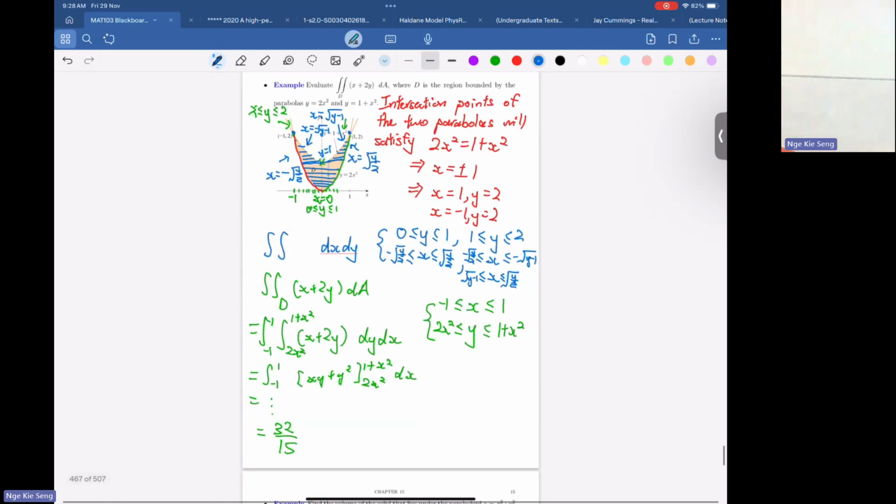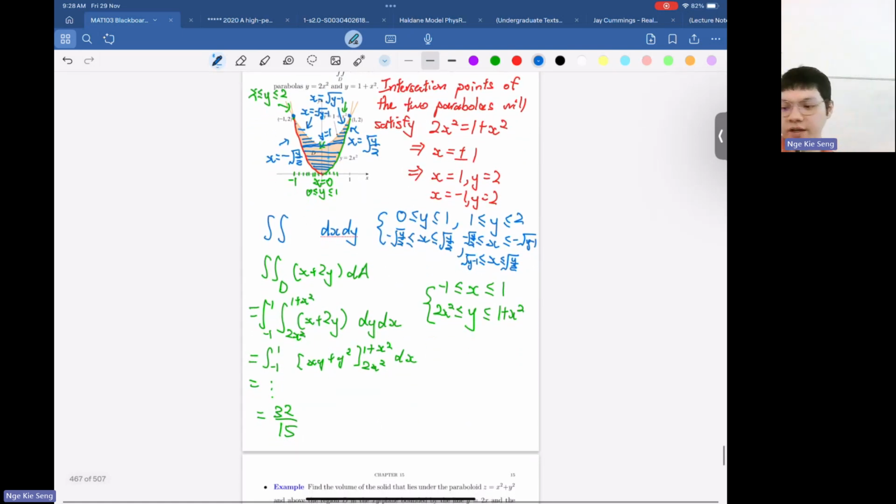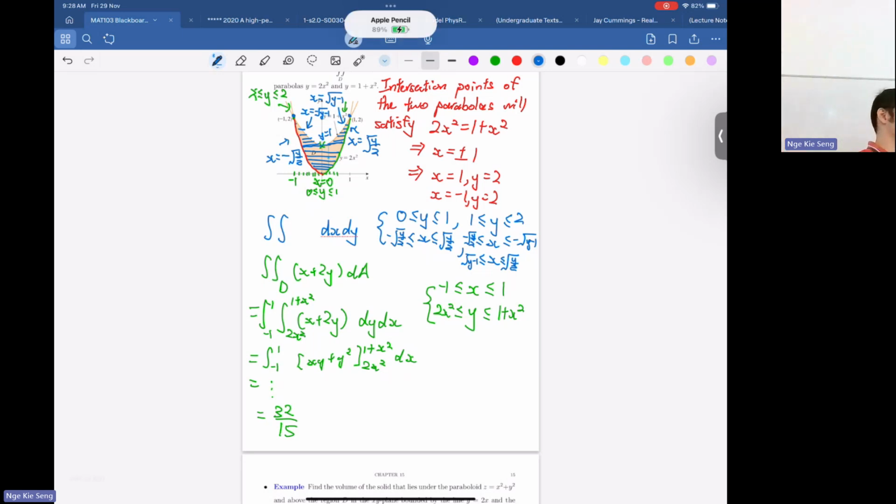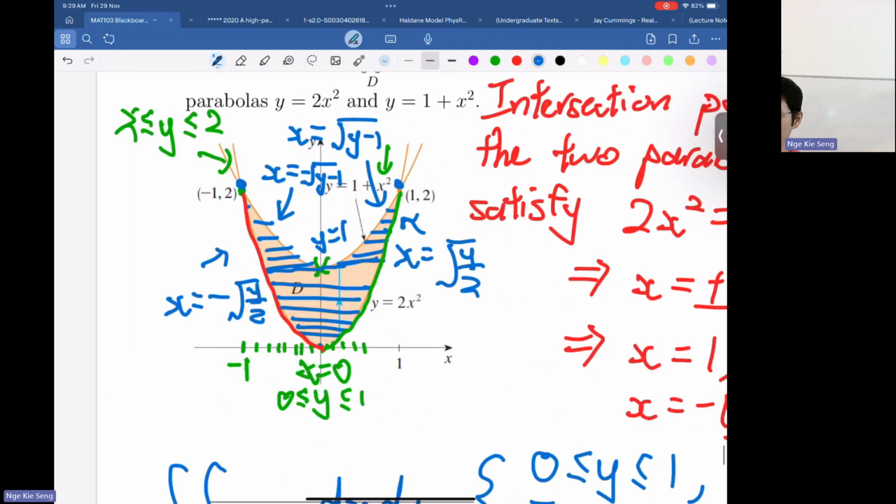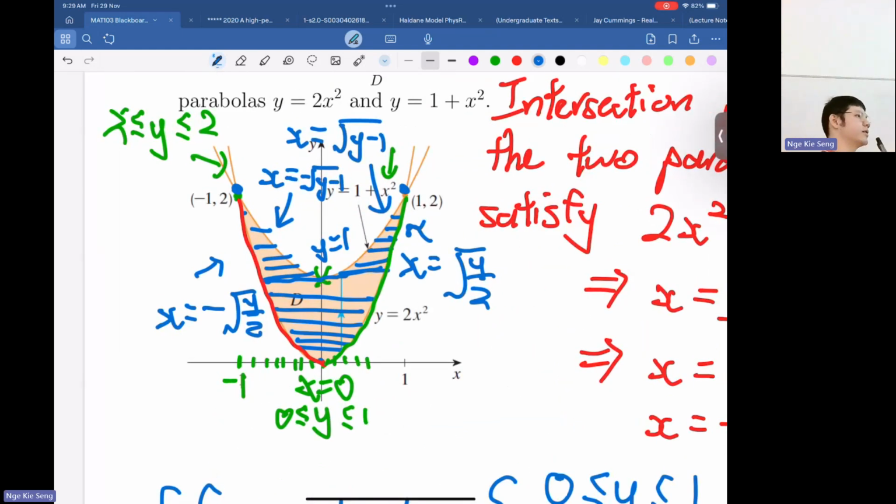Any question? Feel free to ask. If you're stuck, it's okay, because this is part of the process. Any question? It's kind of important how to decide this bound here, how to move from a function in x into a function in y.